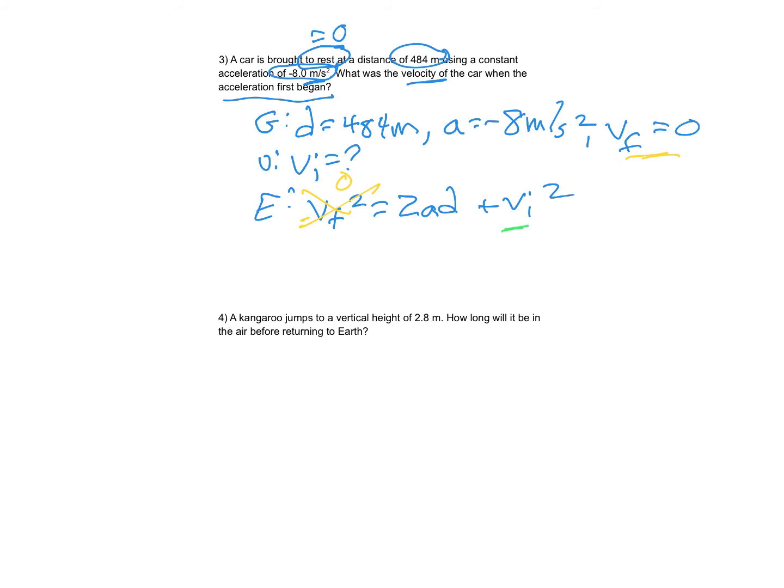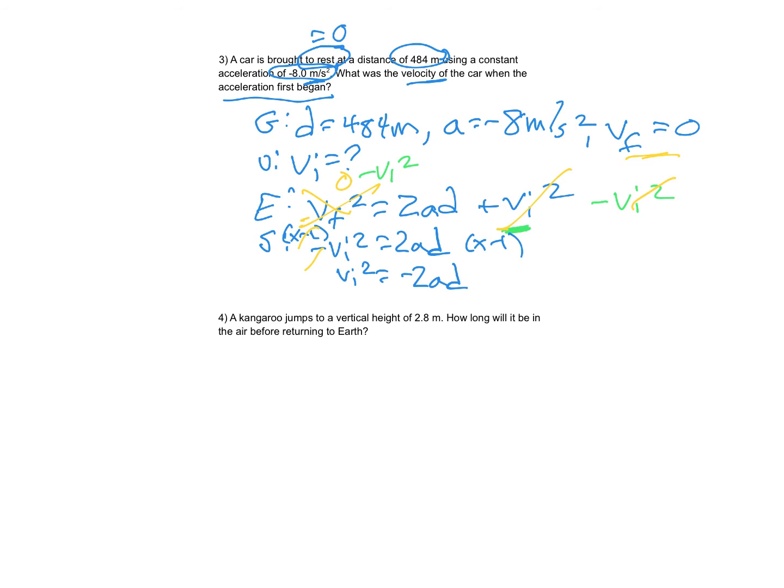Because I want to get this by itself, I'm going to put it to the other side. So I'm going to subtract VI squared from both sides, because that will get rid of this and this. I'm going to do this one short step at a time. That means I end up with negative VI squared equals 2AD. Then I'm going to get rid of the negative simply by multiplying both sides by -1. So when I do that, that gets rid of this negative. So now I have VI squared equals negative 2AD.